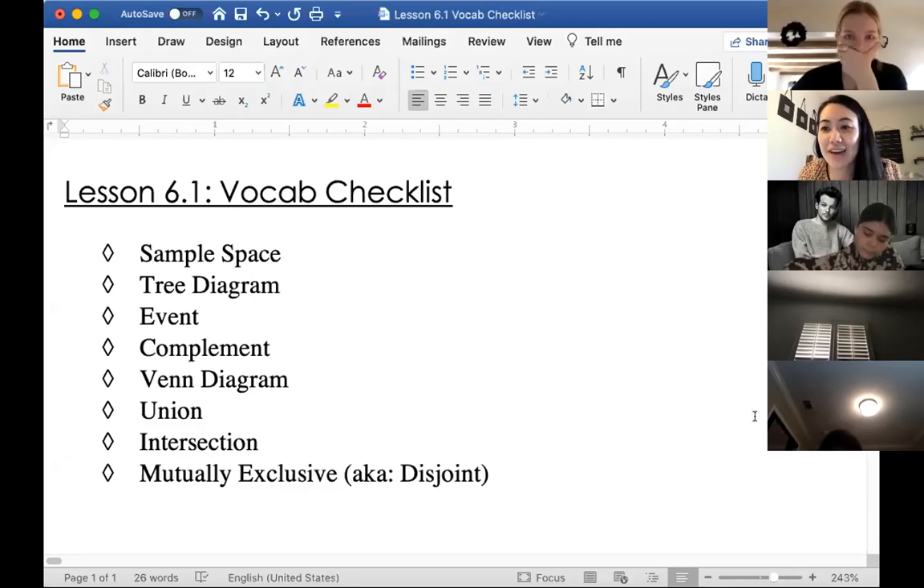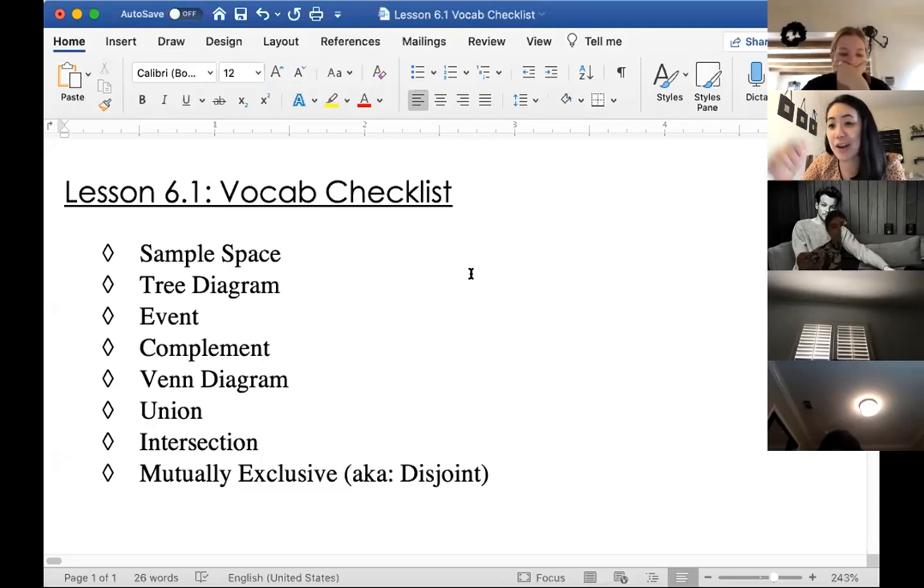Okay, so today's lesson, we're starting chapter 6, all about probability. These are the terms we're going to go over today. By the end of the lesson, you want to make sure you know all these terms in our checklist, and you can work through the lesson and check off these vocab terms as we go through our lesson. All right, here we go.